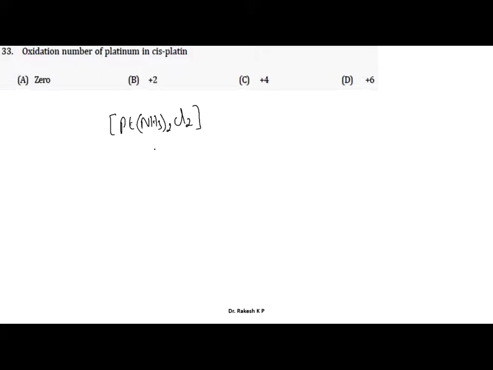Okay. So now what we have to calculate is the oxidation number. Let me calculate the oxidation number X. We know that ammonia is a neutral ligand, hence I'm going to write 0 into 2, and the chloride we are having -1 into 2, which is equal to 0. So x plus 0 minus 2 equals 0. X equals plus 2. As the option is which one? The option is B. So next one.